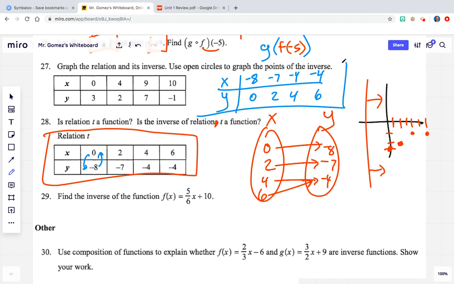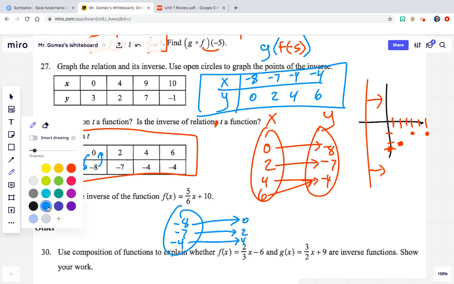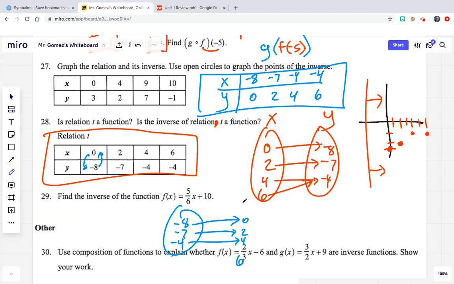Now here, if I were to draw a quick map on this, the map would look something like -8 is going to 0. It would have -7 is going to 2. Then it'd have -4 is going to 4, but it would have also -4 going to another number. Okay, and another number in this case being 6. So I could write a 6 down here. Okay, so -4 cannot go to two different y values because then it would fail the vertical line test.